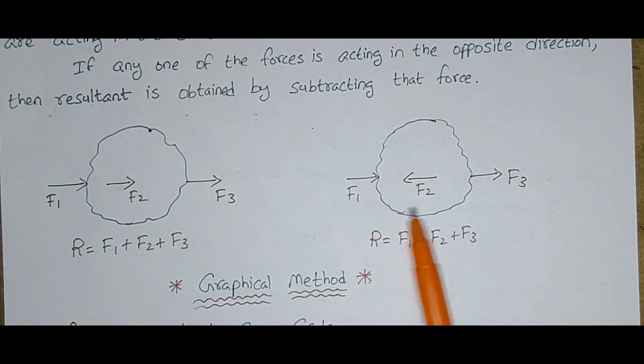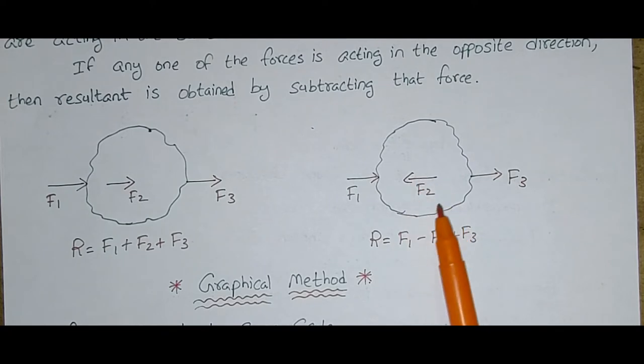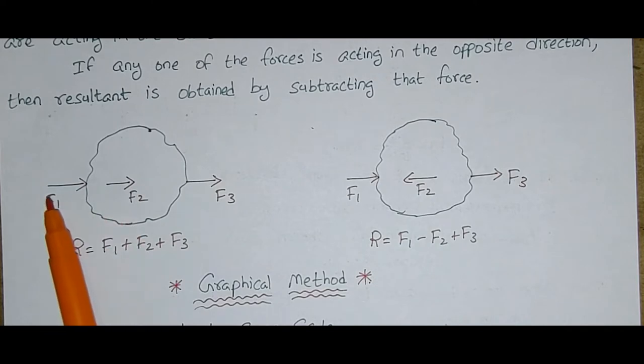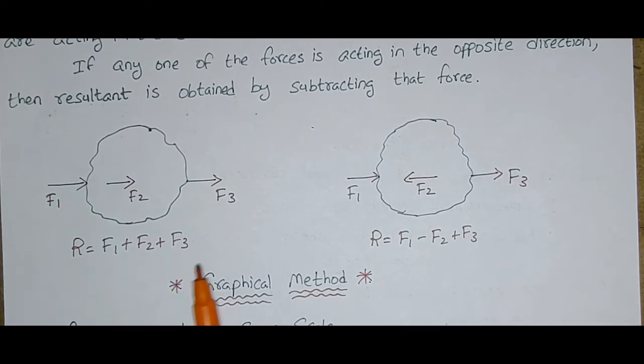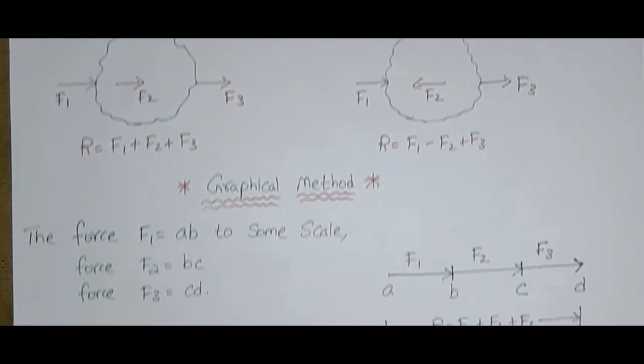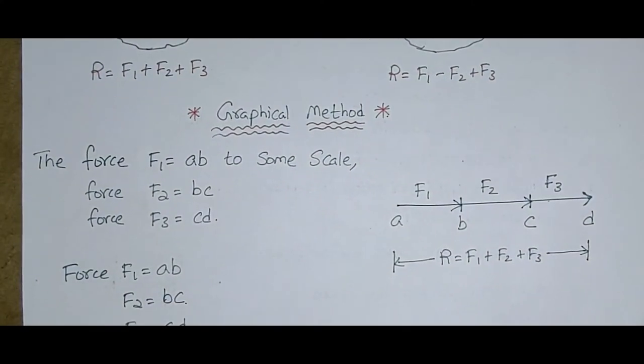Now we will see that diagram. F1, F2, F3 are three forces. Here you can see F2 is opposite. Once F2 is opposite, what will be the resultant? Resultant R is equal to F1 minus F2 plus F3. Whereas when all the forces are acting in the same direction, the resultant R is equal to F1 plus F2 plus F3. I think all of you understood this analytical method. Now we'll move to the graphical method.